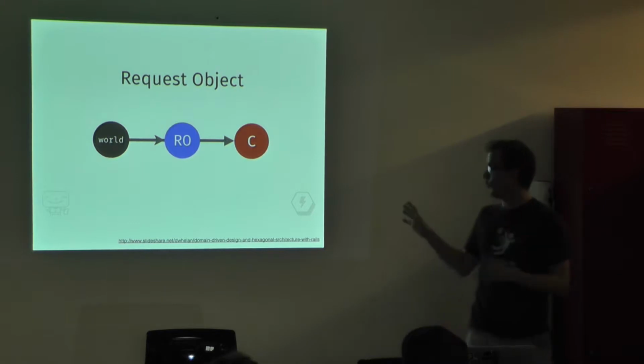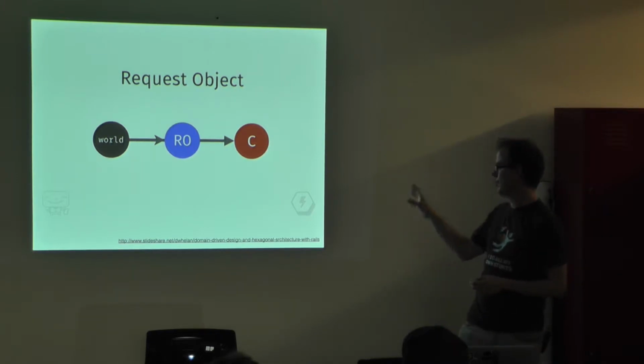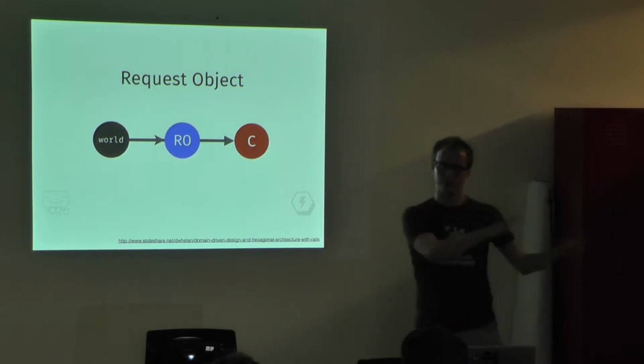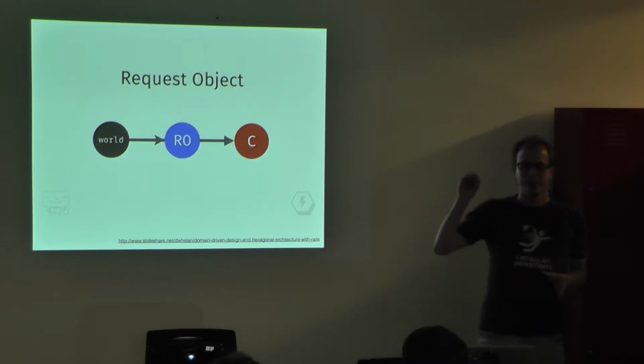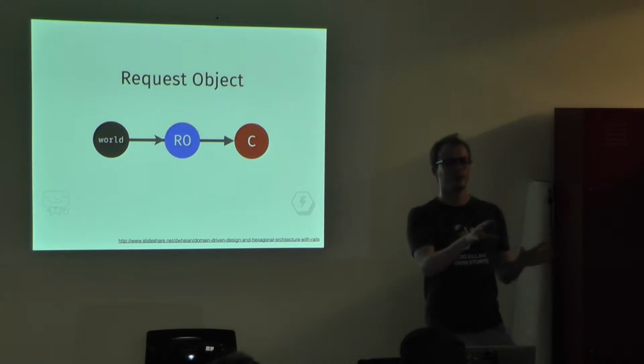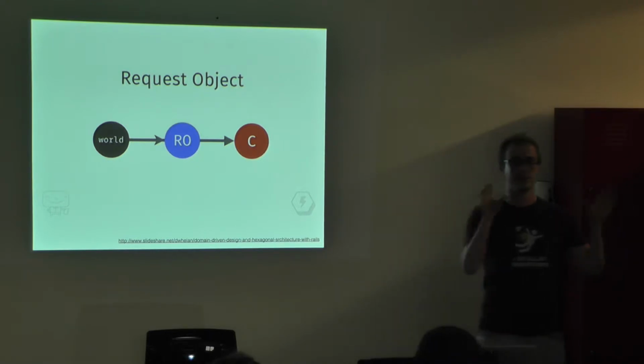Then you have a request object, which you put in between the world and your controller. What you do with that is you take your incoming parameters and give them to that object, and it's kind of nice because you can ask for some validation on it and get information from it.